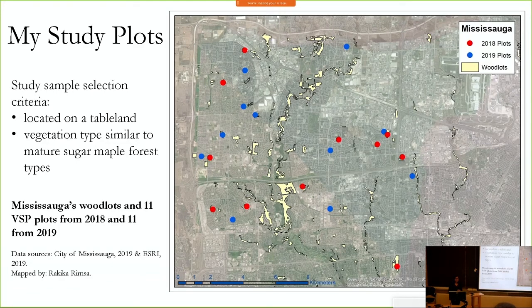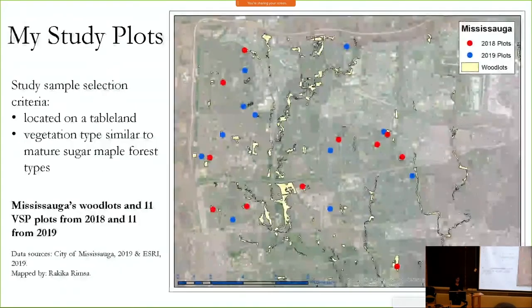Rakika, I really enjoyed your presentation. It was very clear, easy to understand, which I enjoy. So from your study and your results, would you say that it's justified to keep the public off of these properties or lands, based on what you've found? Would you say that we're justified to do that or not really?